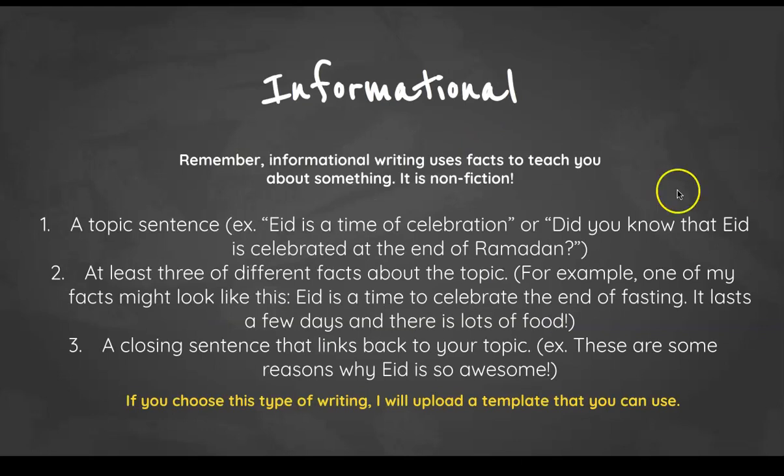So for informational writing, remember that you have some things that you need. It's nonfiction, so it is not made up. You are using facts to tell the truth, okay? So you need to start with a topic sentence. This tells the reader exactly what they're going to be reading about. So maybe you start with Eid is a time of celebration, or did you know that Eid is celebrated at the end of Ramadan? Then at least 3 different facts about the topic.